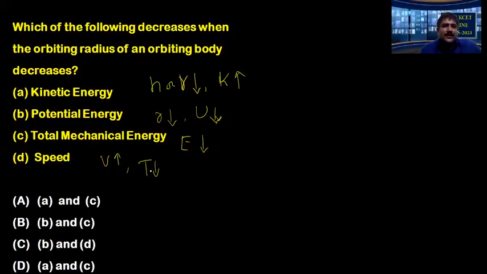So the options: potential energy and total mechanical energy both will decrease. So option B, C is there now. Option B is the correct choice, where both the conditions B and C decrease.